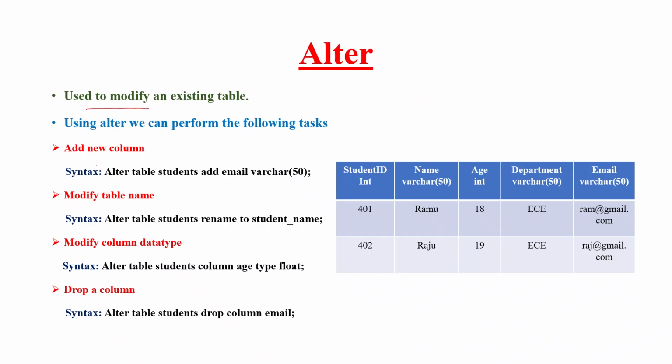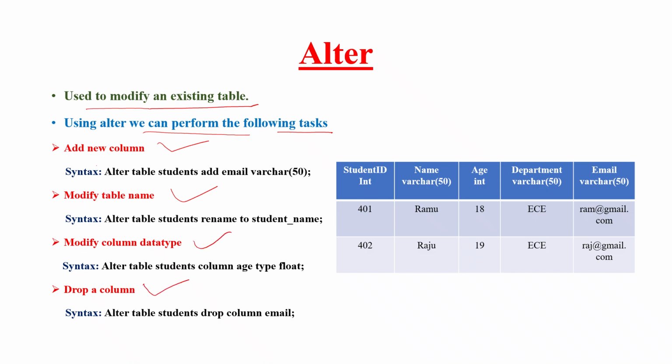Alter command is used to modify an existing table. Using the alter command, we can perform the following tasks. First one, adding a new column, modify table name, modify column data type, drop a column.